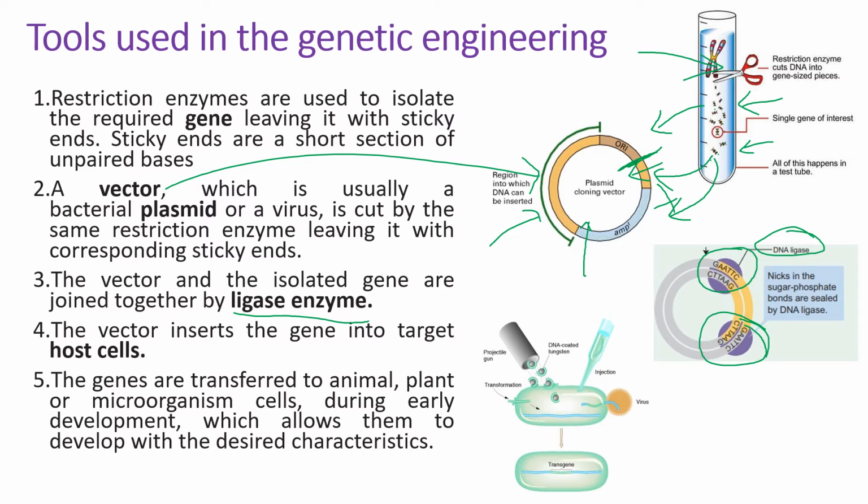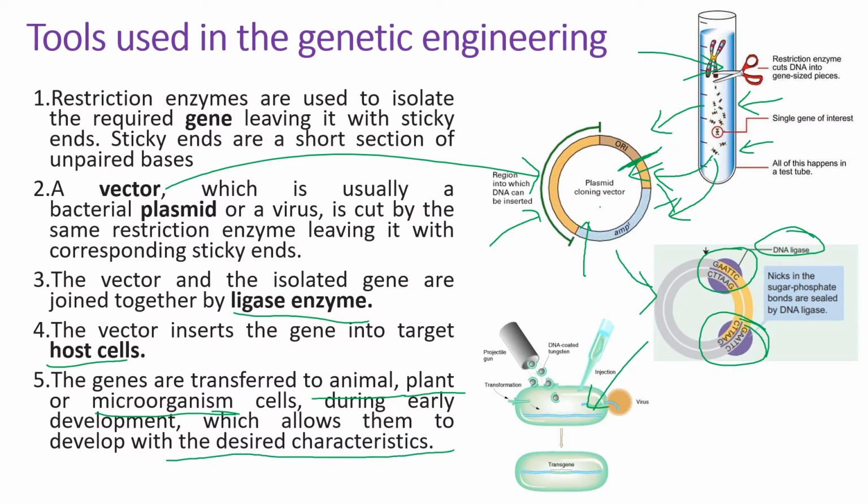Then the fourth tool we require: whatever molecule we have created using the cut gene which was inserted into the vector, that vector molecule has that particular gene. We place these vectors into host cells. We require host cells to grow or to multiply the copies of your recombinant DNA molecule. The genes are transferred to either animal host cells, plant cells or microorganism cells during the early development, which allows them to develop with the desired characteristics.